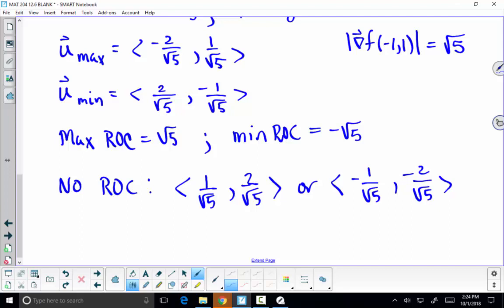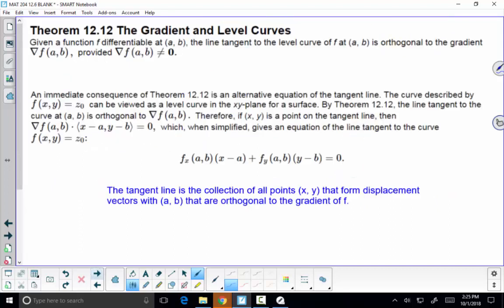And so remember that for two vectors to be perpendicular, the dot product has to be 0, so we just double check. That's going to give us a negative, that's going to give us a positive, same magnitude, so we get 0, and same for that one. So those will be the 2 unit vectors that are tangent to the level curves. Okay, gradient and level curves.